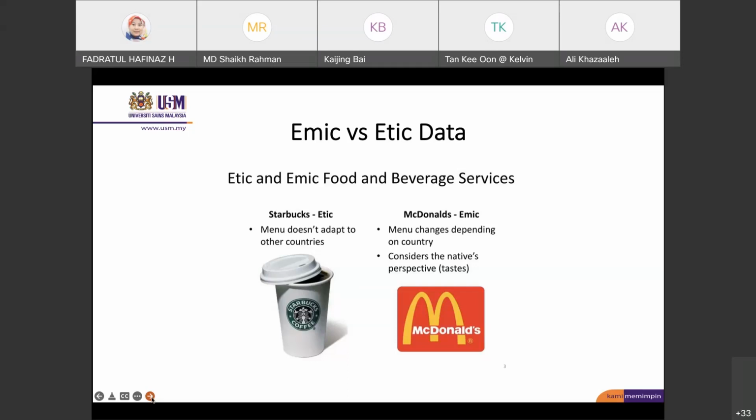But I believe Starbucks is slowly moving to emic evidence, because I can see the menu in Starbucks now has more local items. If you go to Starbucks now, there are some local menu items like rendang pie, if I'm not mistaken, and onde-onde cake. So I think Starbucks is also moving like McDonald's, trying to change the menu based on the countries. All right, so this is the big difference between emic and etic data, the evidence in scientific research.